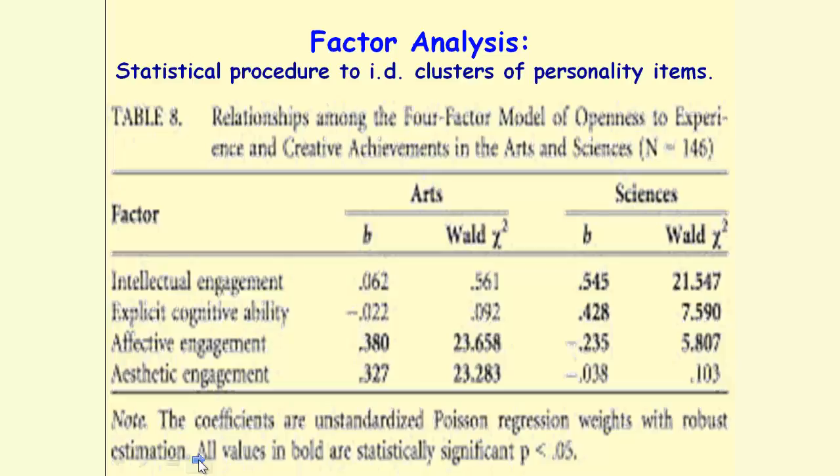These are being differentiated from those who prefer sciences, scoring low in affective engagement and high in explicit cognitive ability, opposite patterns of clusters of personality items.